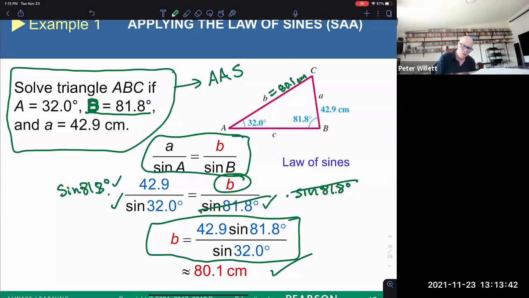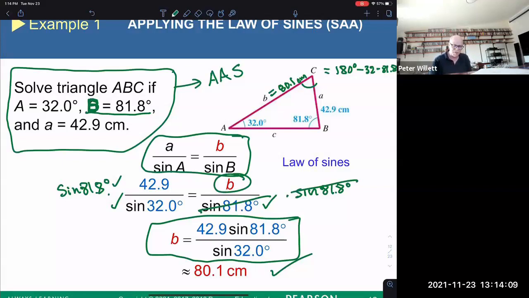Well, you know that all 3 angles in a triangle add up to 180. So if you know 2 of the angles, you can figure out the missing angle. So angle C here is going to be equal to 180 for the whole triangle, minus the 2 angles we know, 32 and 81.8. If I subtract off the 2 angles we know from 180, what's left over is the angle measurement for C.